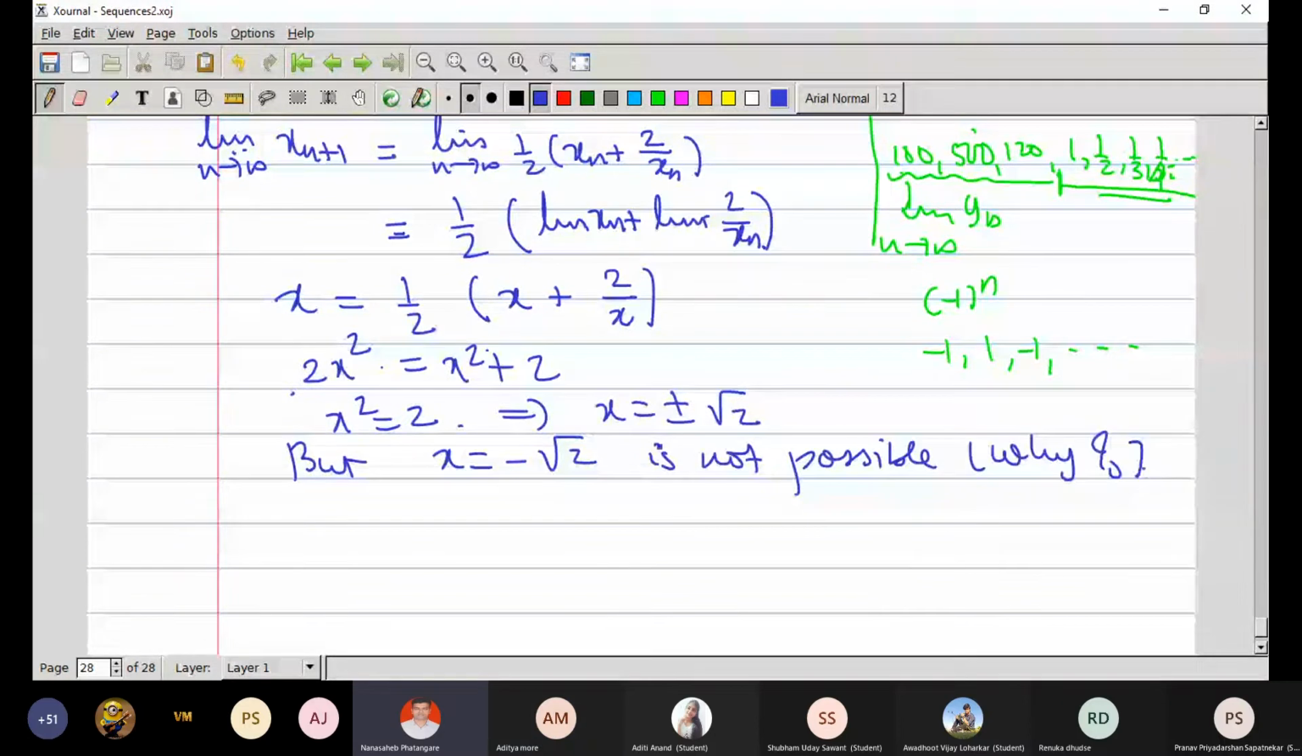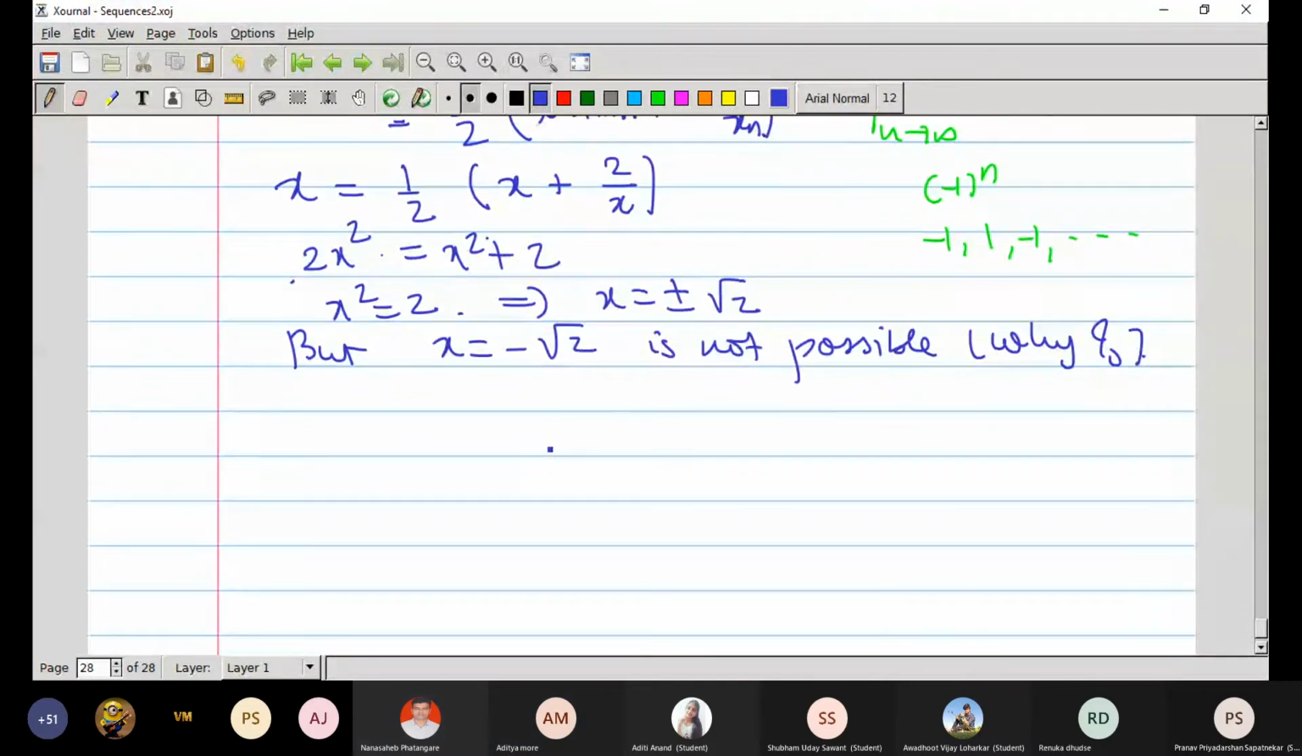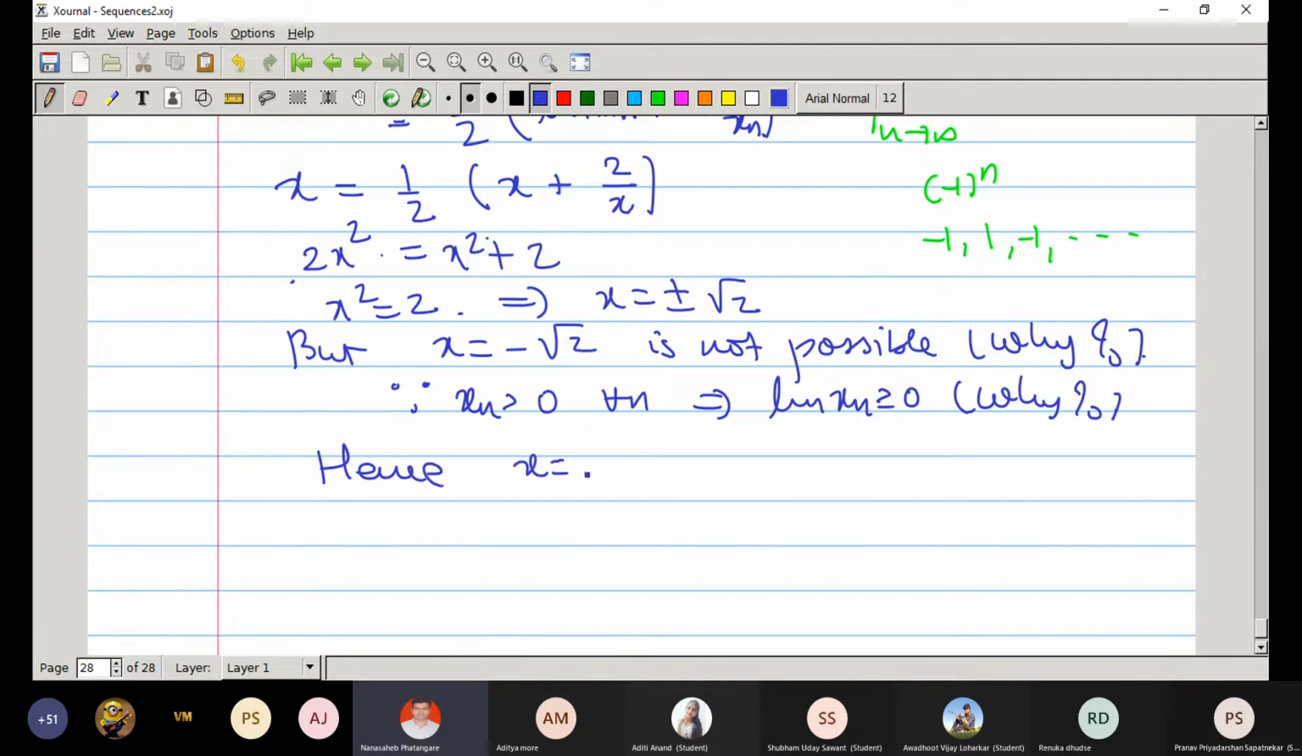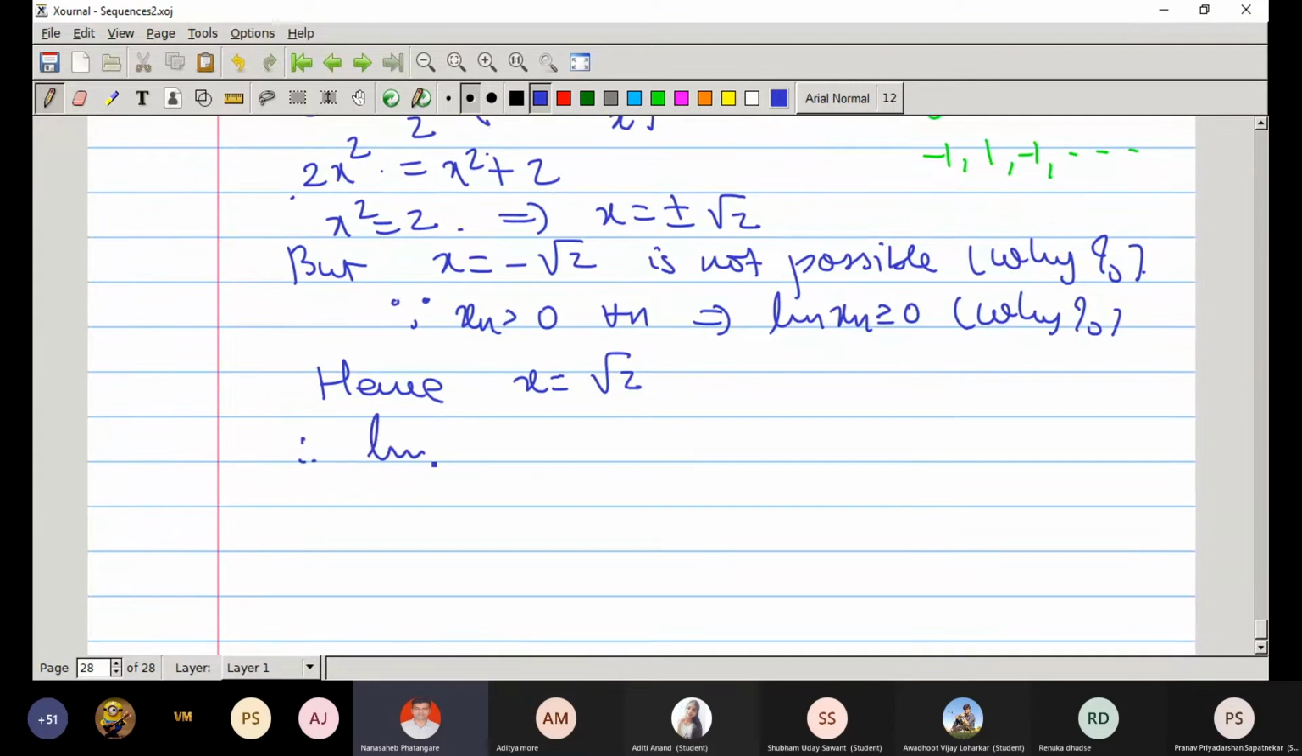Why? All terms of xn are positive. Right. So since xn is greater than 0 for all n, the limit of xn is greater than or equal to 0. This result we have already proved. So the limit cannot be negative, and hence the only choice is x equal to plus root 2. Therefore the limit of xn is root 2. So this sequence converges to root 2.